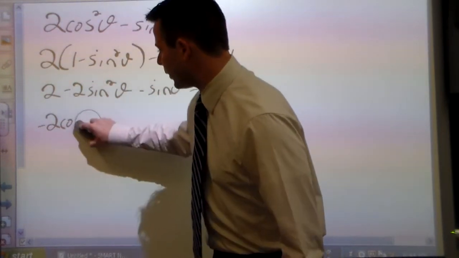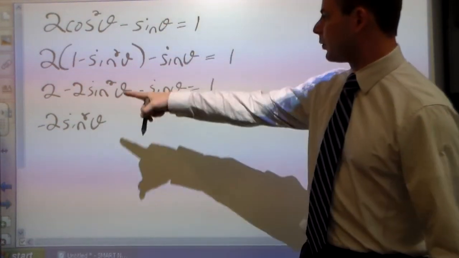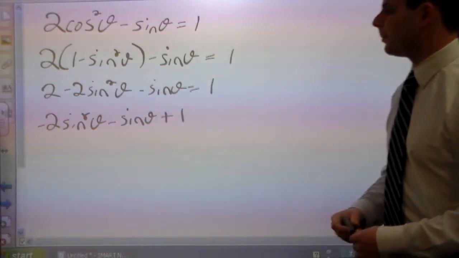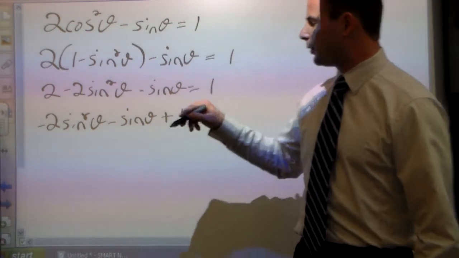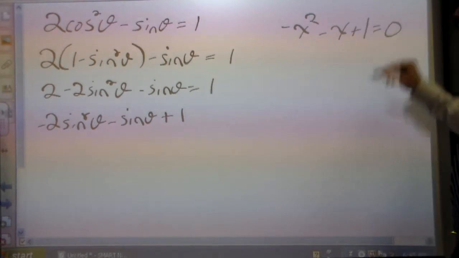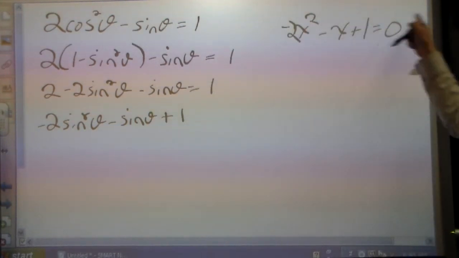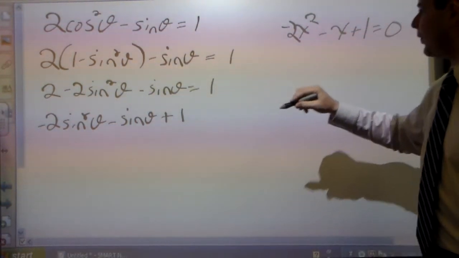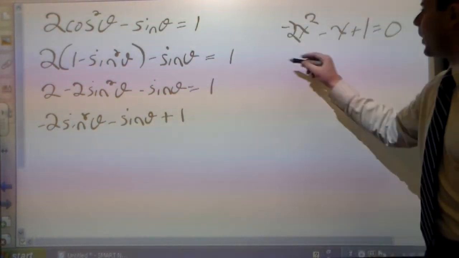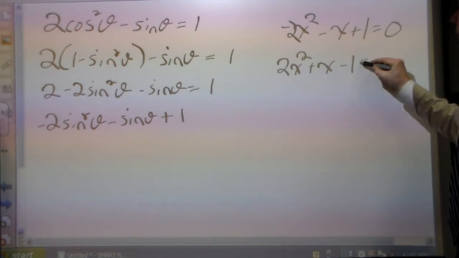Whoops, negative 2 sine squared, not cosine squared. Negative 2 sine squared, minus sine, and when we subtract 1 from both sides, we're going to have a positive 1. Lastly, if you recall back to solving quadratics, if we had something like negative x squared minus x plus 1 equals 0, we multiply the entire equation by negative 1, even if there is a leading coefficient. We multiply the whole equation by negative 1 to give us a positive x squared. That's going to help me factor this. So let's multiply everything by negative 1, giving you 2x squared plus x minus 1 equals 0.